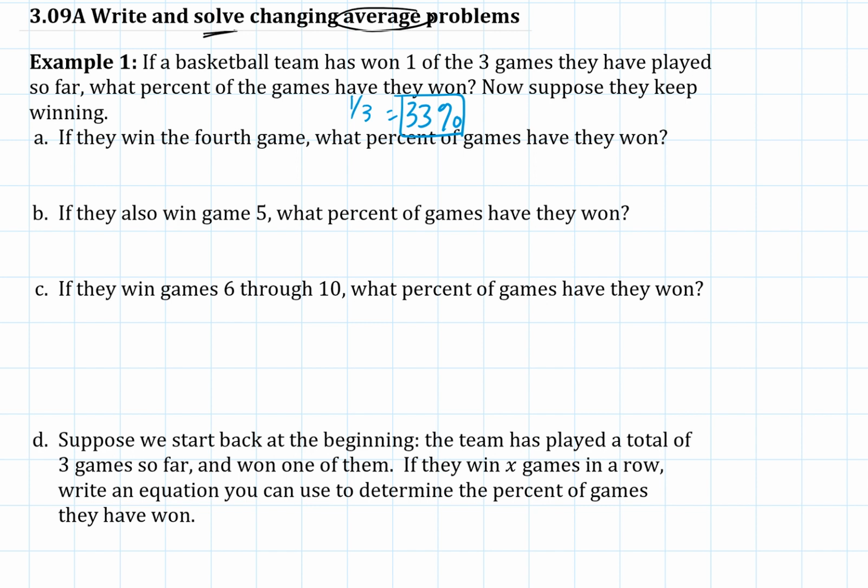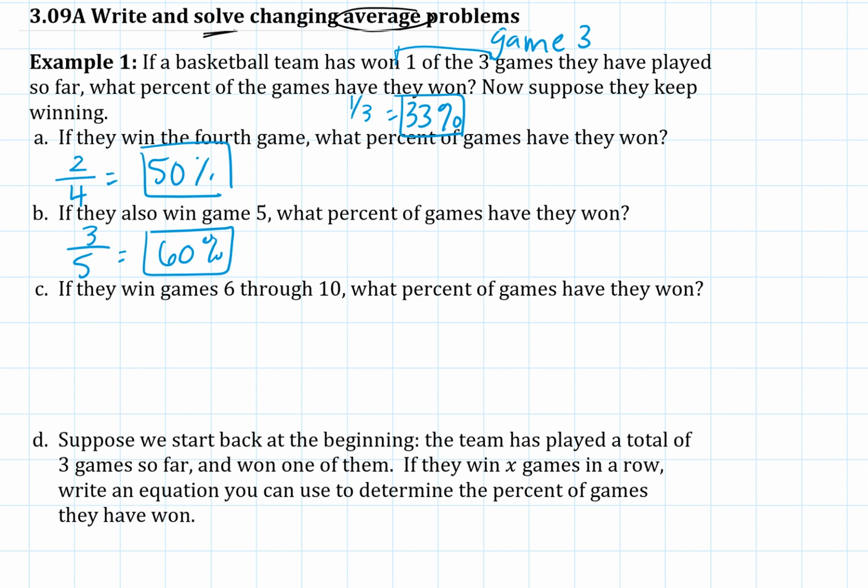If they win the 4th game, they've won 1 so far, and then they win another one. So at this point, they've won 2 games out of 4 games. That's half, or 50%. If they also win game 5, they've now won 3 games out of 5 games, so that would be 60%. If they win games 6 through 10, they'd have won 8 out of 10 games, which is 80%.